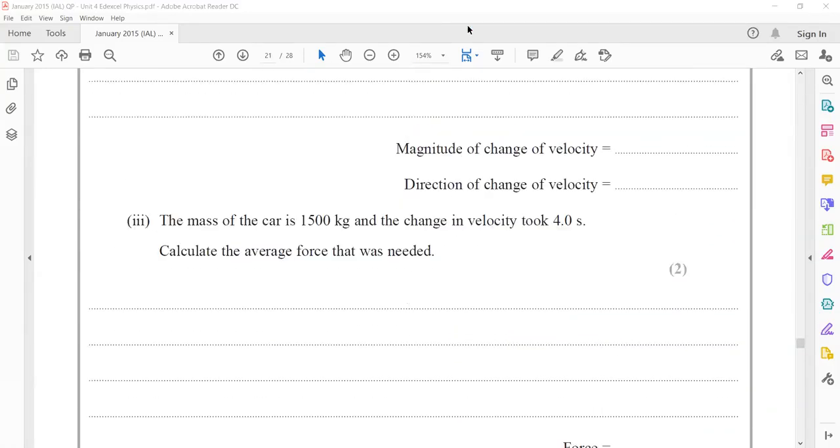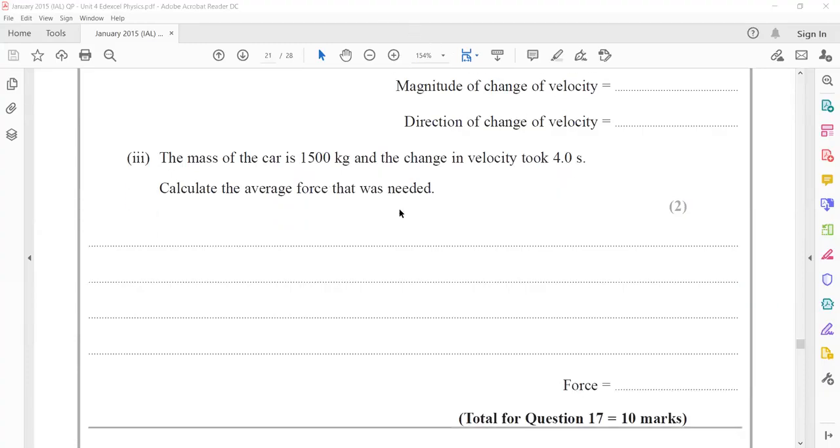Then we need a force. We have the change in velocity, and you have 4 seconds. So change in velocity divided by time, you will get acceleration. And with acceleration, F is equal to ma. So mass multiplied by acceleration, you will get the resultant force in newtons. Is it clear? Yeah.